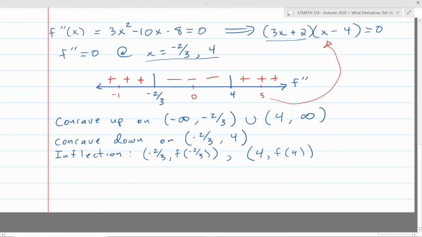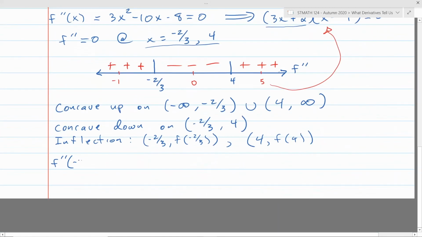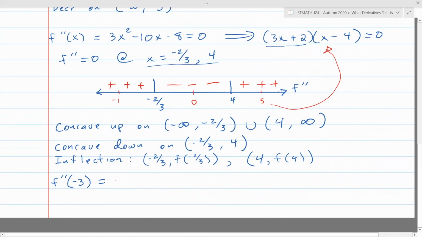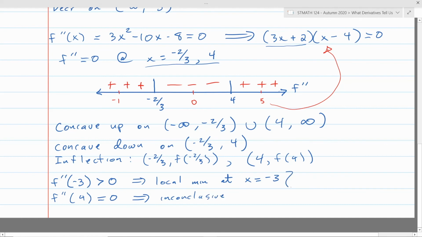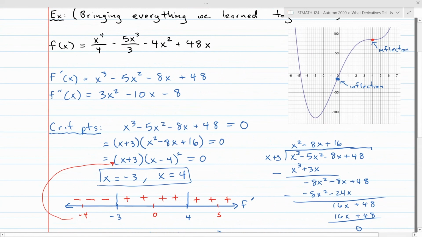And we are running out of room rapidly, but we had those two critical points. Our critical points were negative 3 and 4. So if we did f double prime of negative 3, if I plug negative 3 into the second derivative, it's going to be positive. And so that tells me I have a local min at x equals negative 3. And f double prime at 4, if we plug that into the second derivative, notice you get 0. That tells us it's inconclusive. And this is in terms of the second derivative test. And that corresponds to what we see on the graph too, because actually you don't have a maximum or a minimum there. All you have is just like some place where the graph flattens out a little bit.